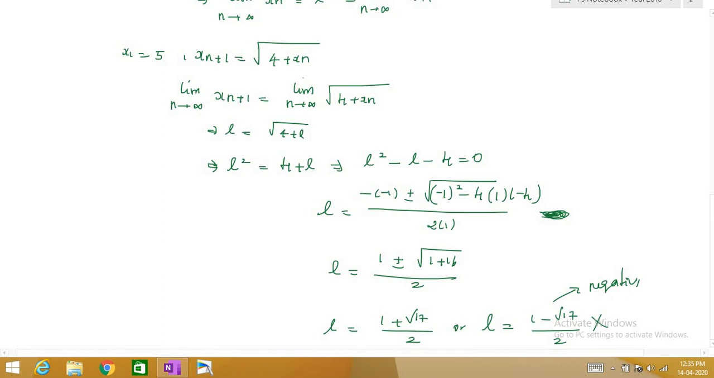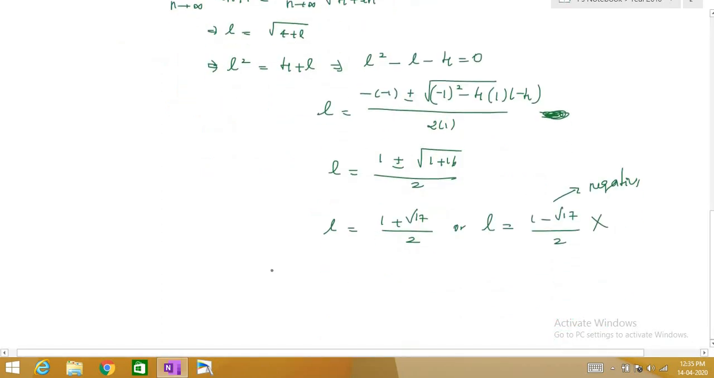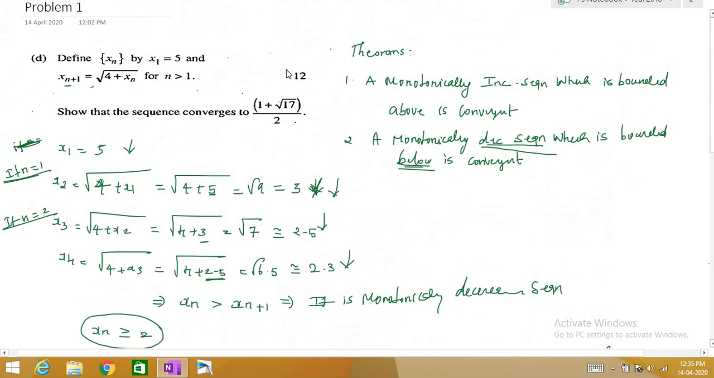So our limit of the sequence is nothing but what? So therefore our limit as n tends to infinity of xn is 1 plus root 17 by 2. That's it. This is what we have to prove. So the sequence converges to 1 plus root 17 by 2. So these are very easy problems, right?